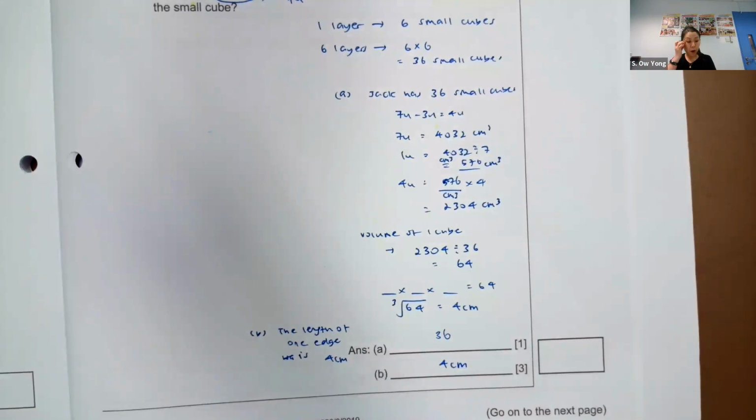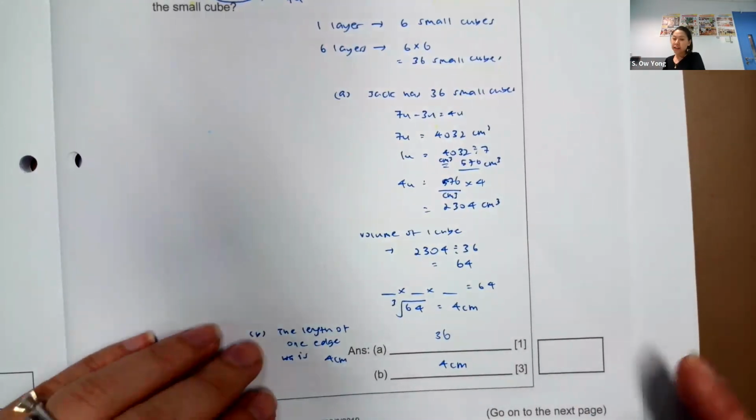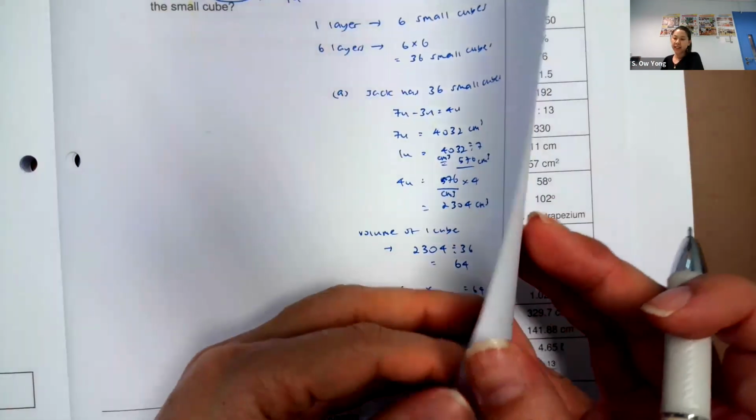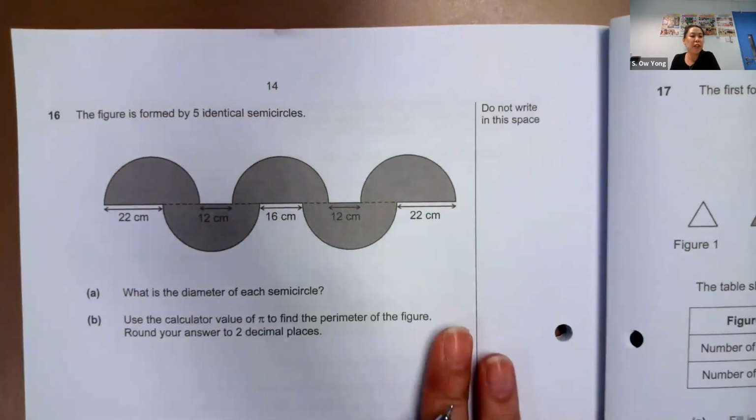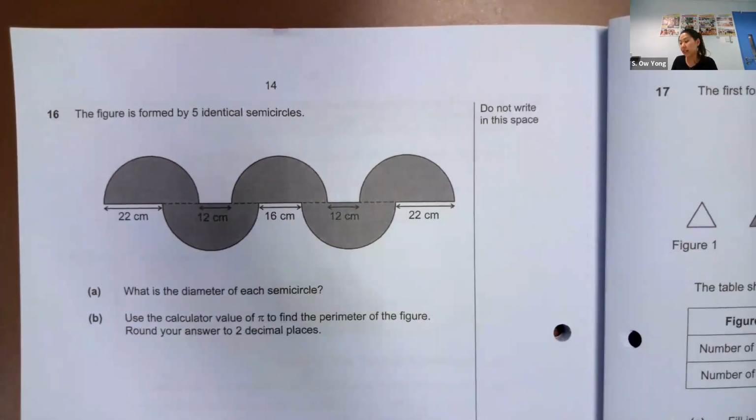Okay, that's for question 15. Let's move on to question 16. Now in question 16, they say the figure is formed by 5 identical semicircles.